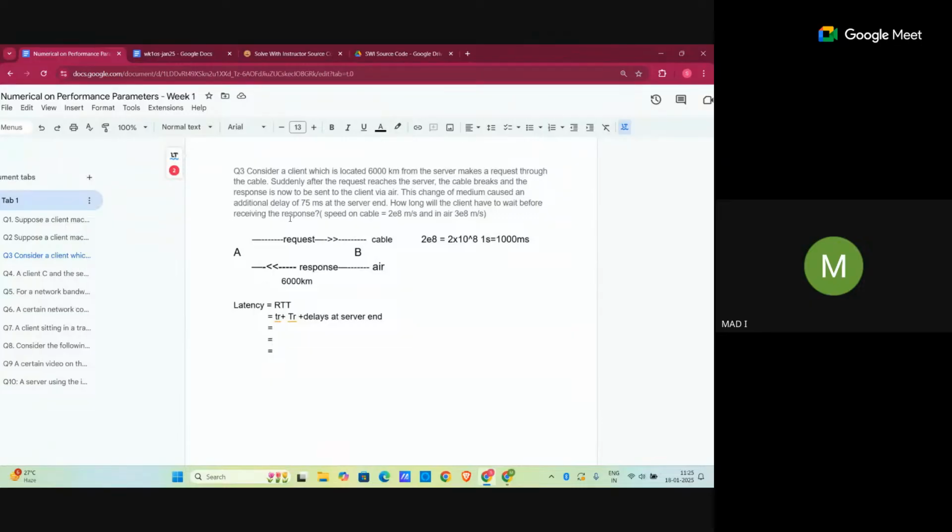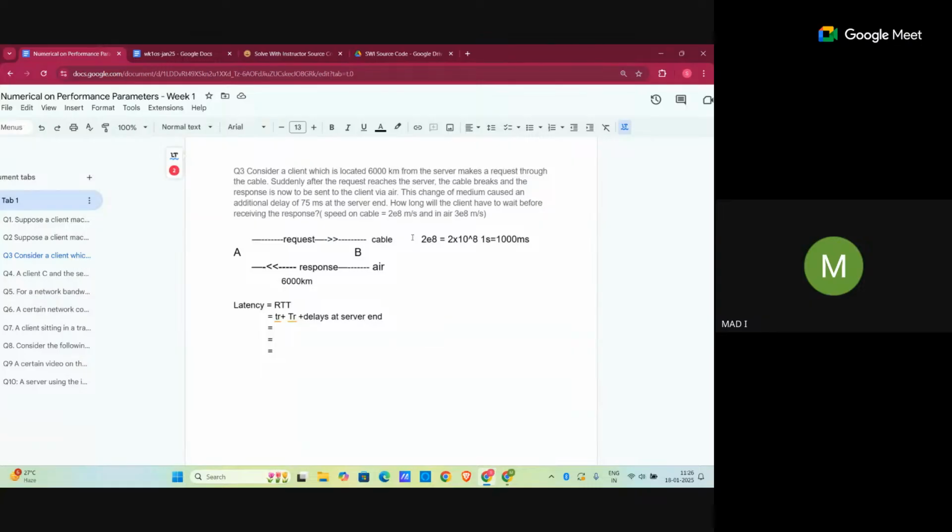So here also we will have to calculate latency. Here the client was making a request to the server. At that time the medium was cable. Then the cable was broken, so now the response will go via air. So there is a change of medium, and this change of medium will cause the change of speed. For cable, the speed is given as 2 into 10 to the power 8 meter per second, and in air, it is given as 3 into 10 to the power 8. Suppose the speed is not mentioned, by default, you can take the speed in air, that is 3 into 10 to the power 8.